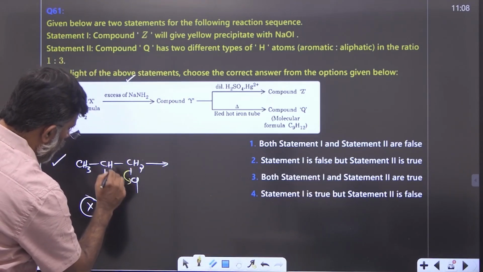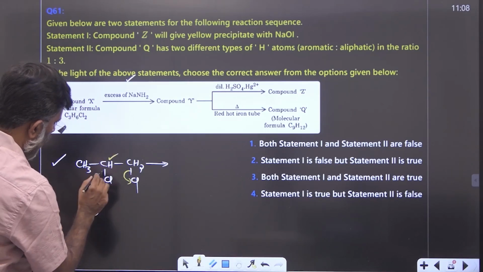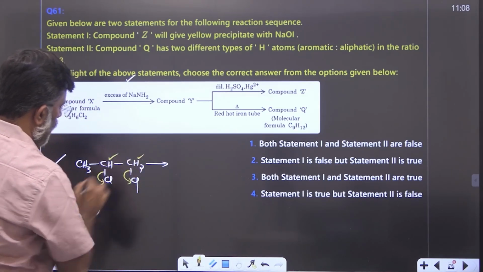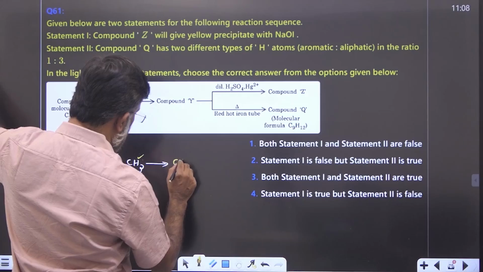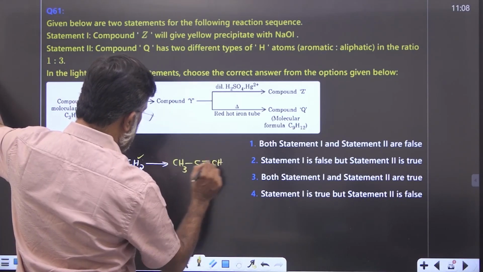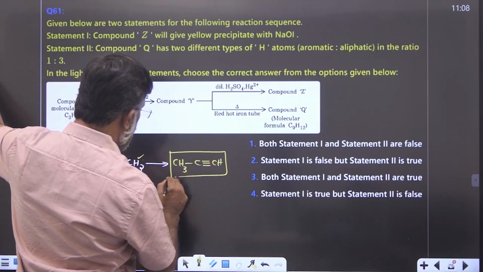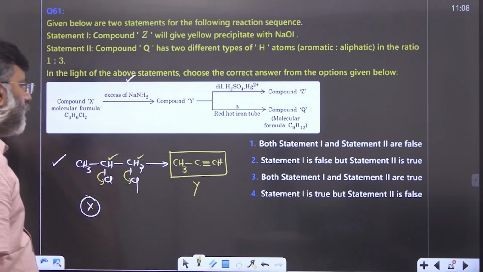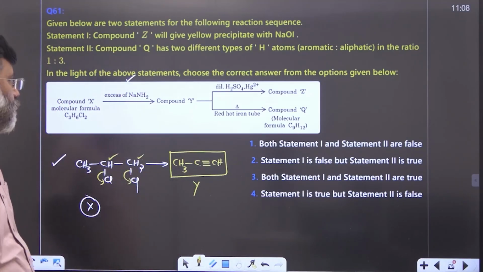Once the chlorine goes and the hydrogen goes, and then this chlorine goes and the hydrogen goes, the result will be CH3C triple bond CH. That is the compound Y.